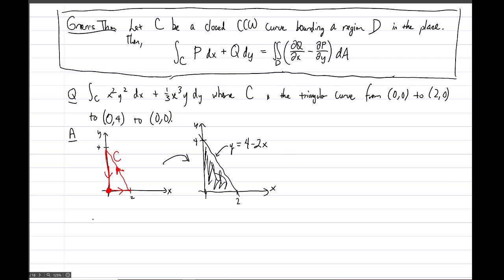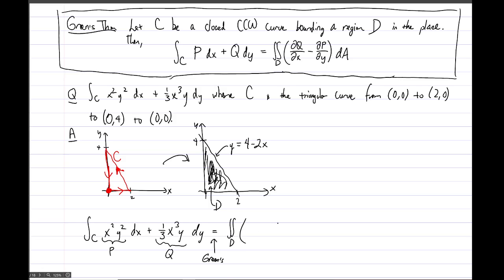Okay, so then the integral over C of x squared y squared dx plus 1/3 x cubed y dy equals, well, let's point out that x squared y squared is capital P, following the notation up in the Green's theorem box. And then 1/3 x cubed y, that's capital Q. So by applying Green's theorem, this is going to turn into the double integral over the region D. D is this filled in triangle here.